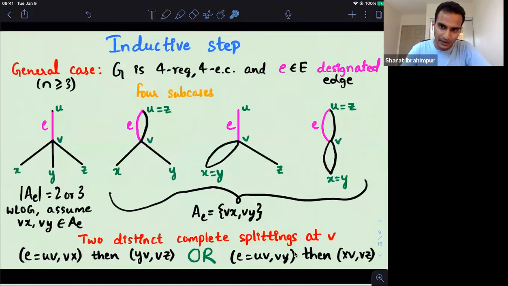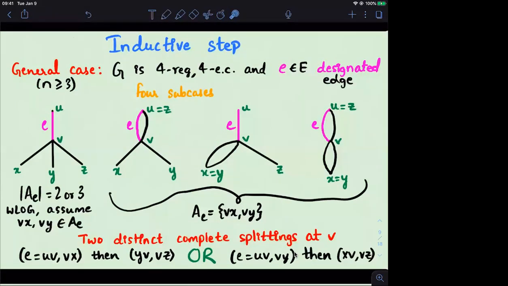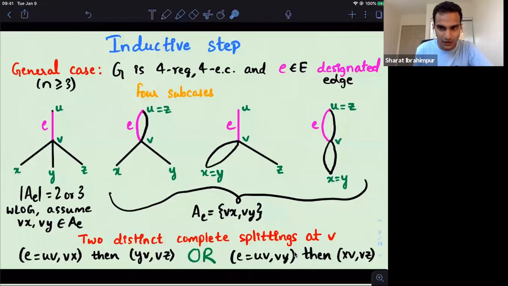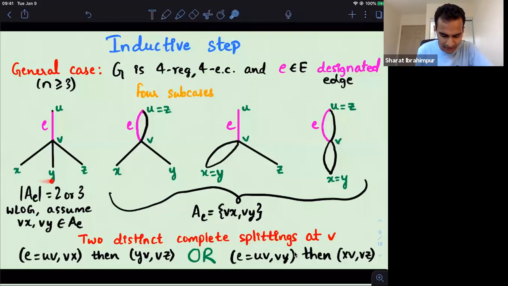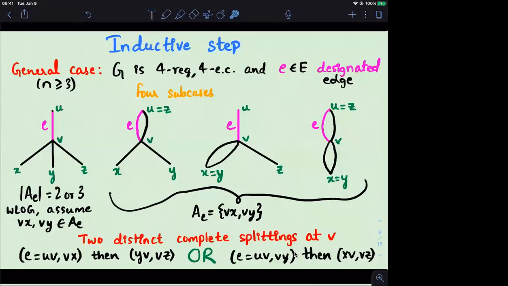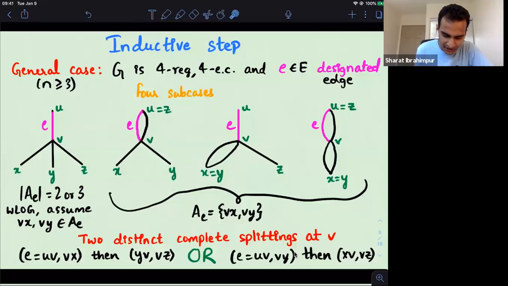In the inductive step, we are in the general case, and we have 4 possible subcases that can happen if you look at the neighborhood of v. Either v has these 3 distinct neighbors, or one of the neighbors z coincides with u, or it can happen that the neighbors x and y coincide, or it can happen that x and y coincide and u and z coincide. We can argue that these are the only 4 subcases that can arise.